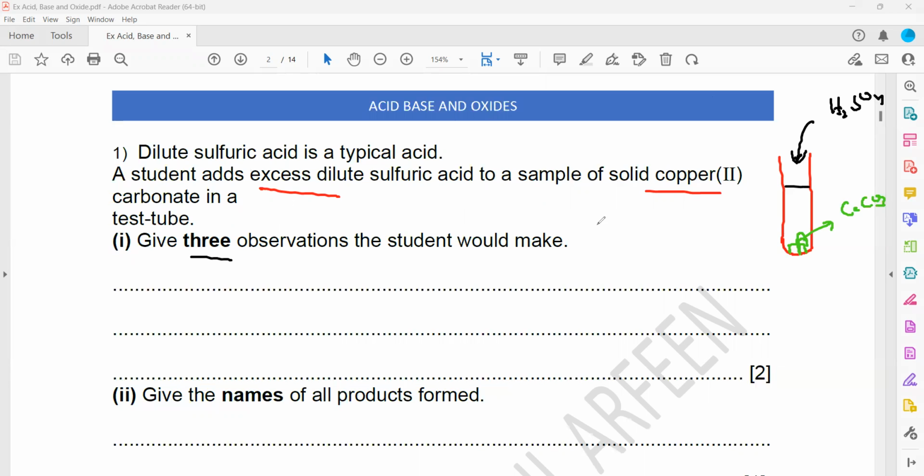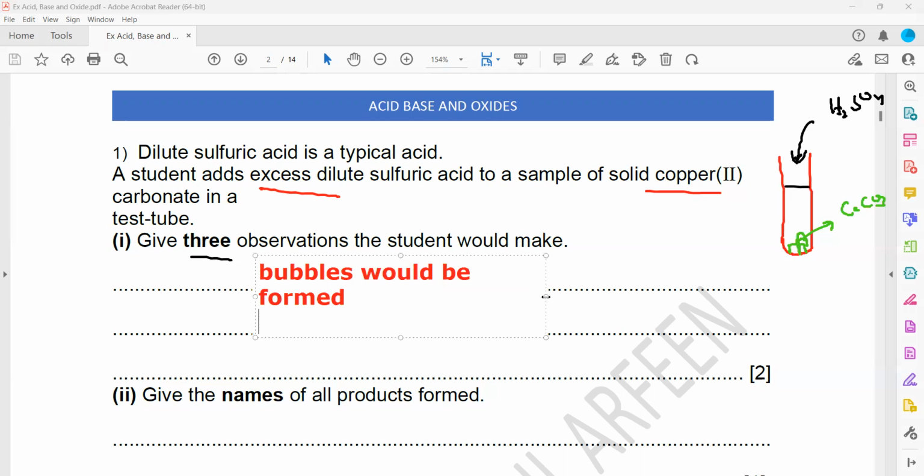First thing, whenever acid reacts with any carbonate, what is the product? The product is salt, water, and carbon dioxide. So one thing, bubbles would form. That's right. There will be bubbles, effervescence. That's the first observation.